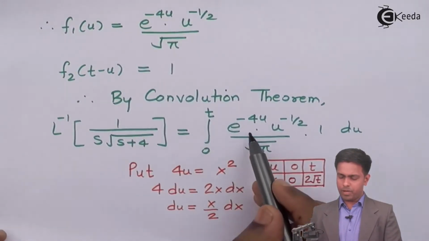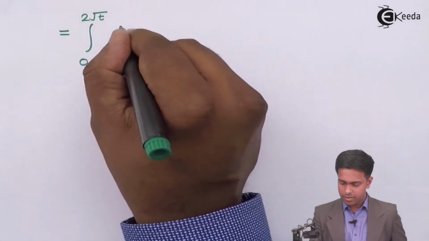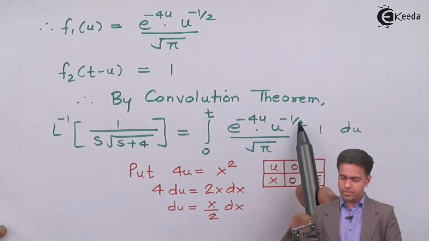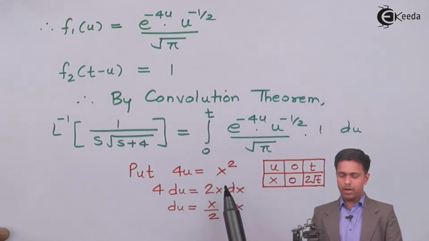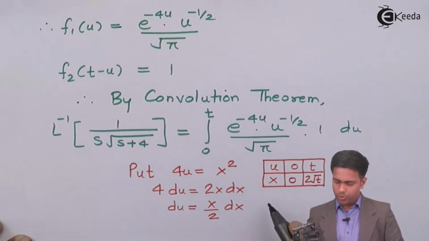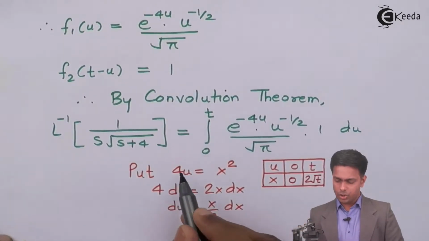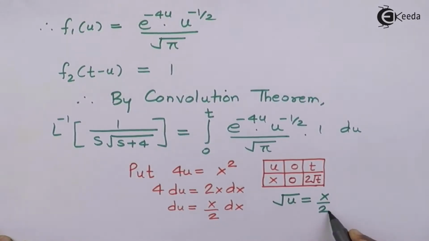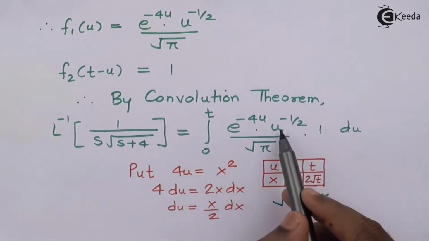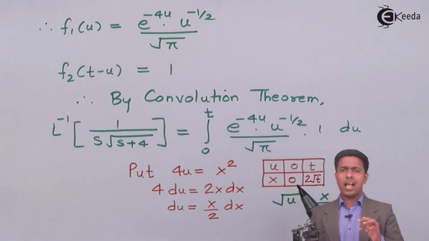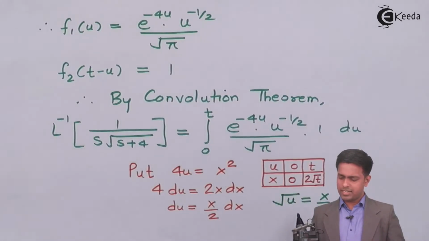Here we will get e to the power negative x square. Then u raised to minus half. So the value of u is x square upon 4. So guys, let me tell you the value of root u over here. Since u is x square upon 4, if I find out the value of root u, it is x by 2. Now this u to the power minus half is nothing but 1 upon u to the power half, that is 1 upon root u. So it means guys, the value of root u is x by 2. I'm going to put this value in the denominator.